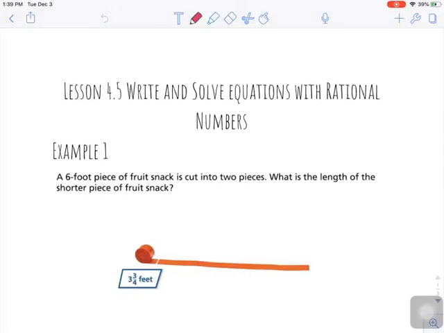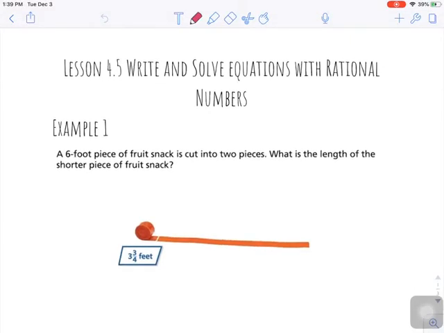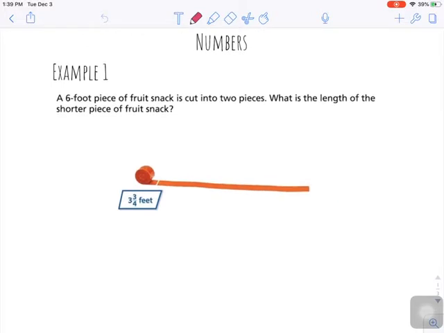Okay, so today we're going to be walking through lesson 4.5, where we're going to be talking about still writing and solving equations, but this time we're going to include our rational numbers. So example 1 says a 6-foot piece of fruit snack is cut into 2 pieces. What is the length of the shorter piece of fruit?